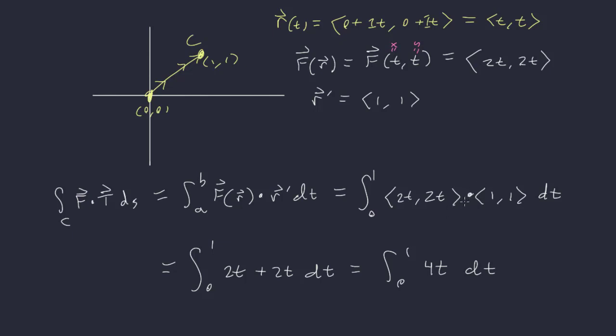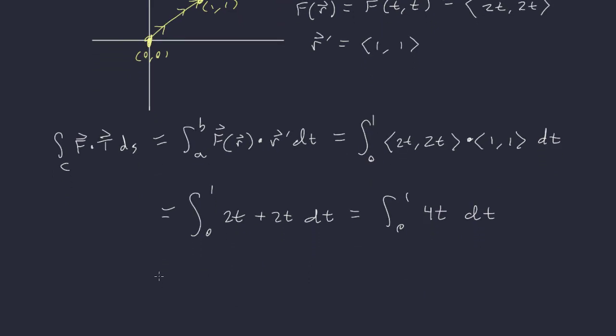And now we just integrate. We've turned it into a Cal 1 problem. So the integral of 4t will just be 2t squared, and then we'll evaluate it from 0 to 1. So we'll just get 2.